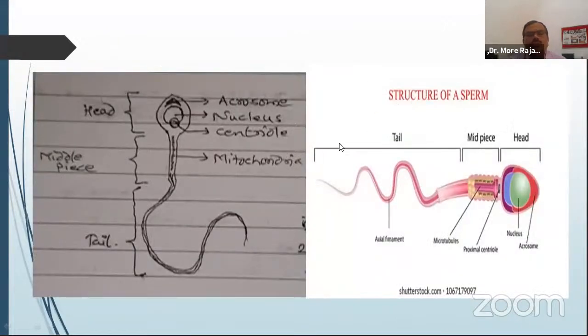Now see the figure. So here is the structure of the sperm, which is shown. This is a sketch figure, a pencil sketch, showing the head, middle piece, and the tail. Head with the acrosome, then the nucleus. The middle piece is with the centriole, as well as the mitochondria. Centriole is located in the neck region, and this is the tail portion with the axial filament. This is a color photograph of the sperm. Head region with acrosome and the nucleus. This is the middle piece with the proximal centriole and the distal centriole, as well as the mitochondria. And this one is the tail with the axial filament.